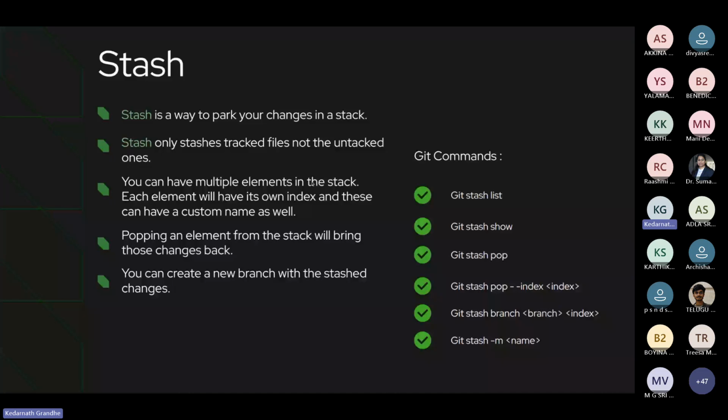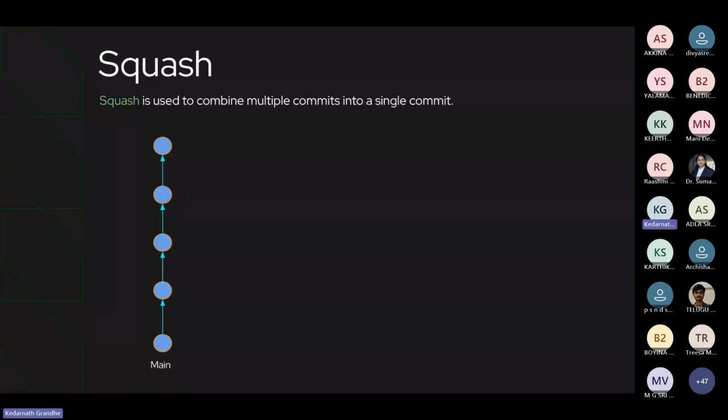You can name the stack using -m. So popping an element from the stack will bring those changes back. You can create a new branch with the stashed changes as well. And there is another command called squash.